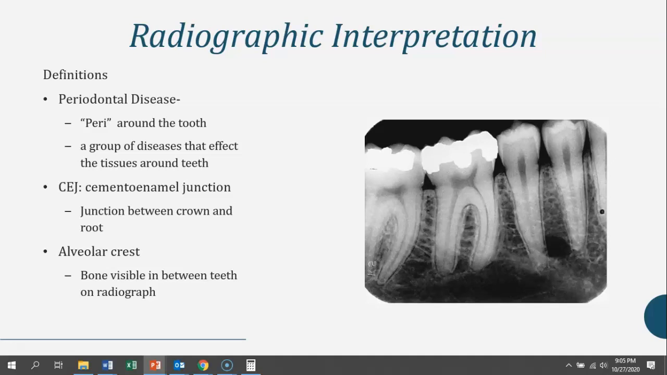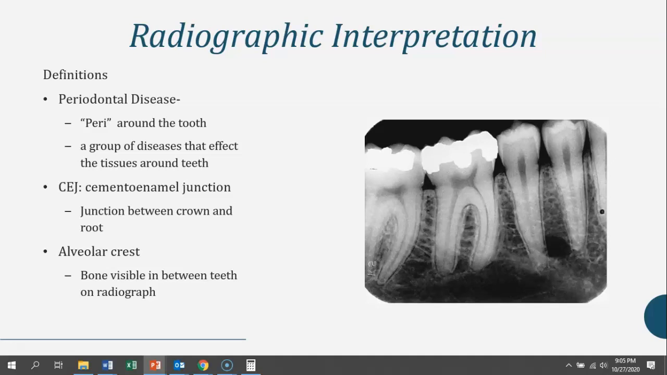Radiographic interpretation. So, couple things that we have to know about. Periodontal disease, what is that? Peri is the root word, peri means around the tooth. It's a group of diseases that affect the tissues around the teeth.